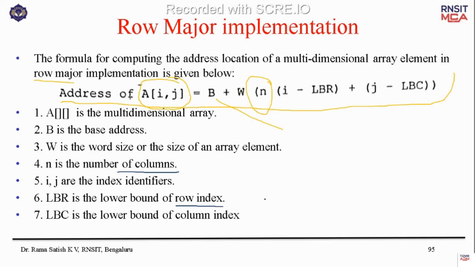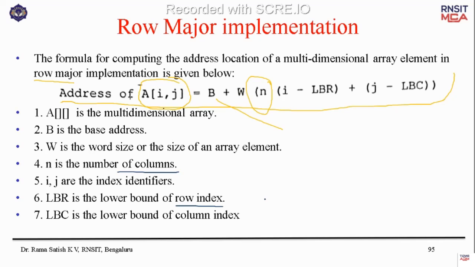Lower bound. What is the starting row number? In some programming languages, they start with row number 1. In C and Java, you start with row 0, that is 0 comma 0. But in some programming languages, they start with 1. So the lower bound index is 0 by default, if it is not given, for C and Java.